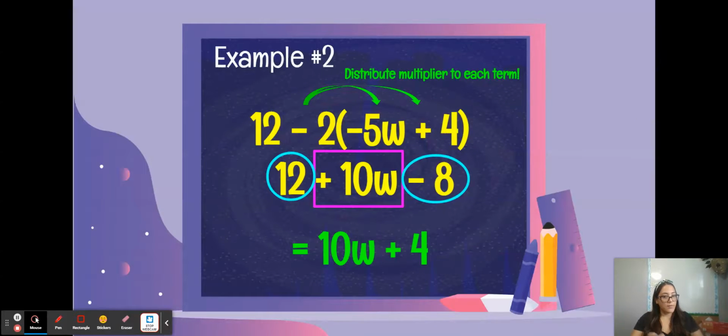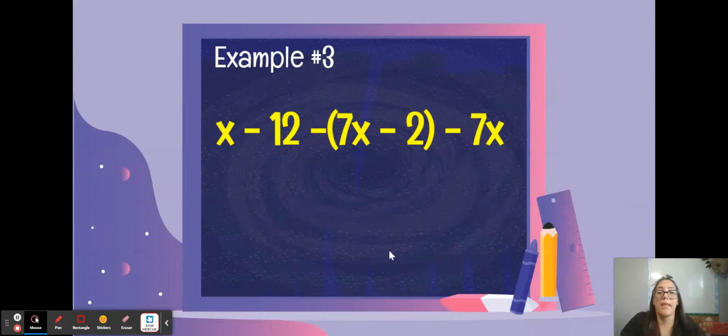And notice how over here to the left, although my expression started with a constant, in upper level math and algebra, we really want to start with our term with the variable first and then follow it with a constant. You're not wrong if you said the answer is 4 plus 10W, but you just won't match any textbook out there. Okay, they always start with the variable first and then the constants at the end.